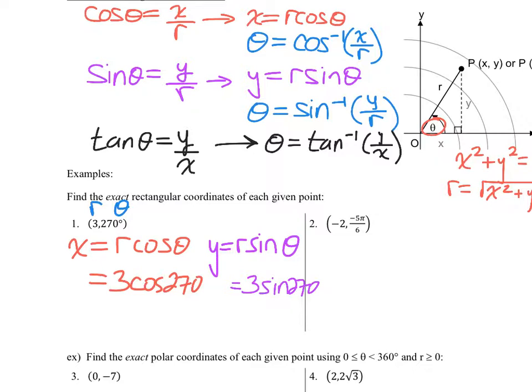All right, well, whatever. So what's the cosine of 270? 0. So 0 times 3 is going to be 0. What about the sine of 270? -1. So 3 times -1 is going to be a -3. So now I have my coordinate 0, -3.